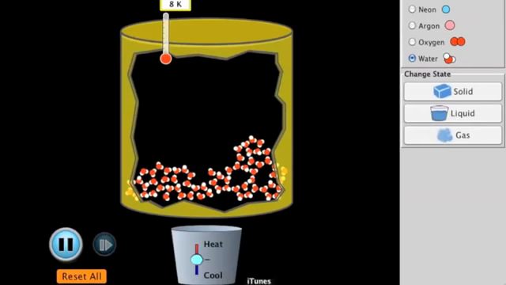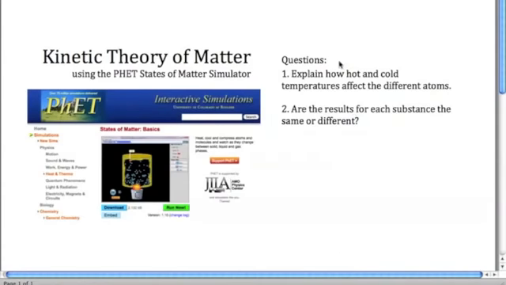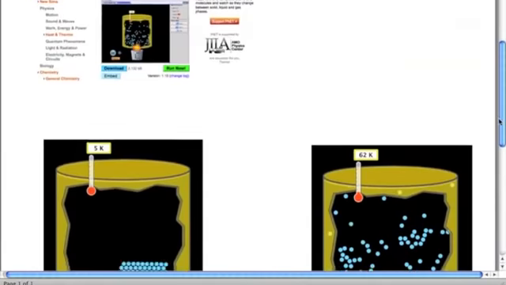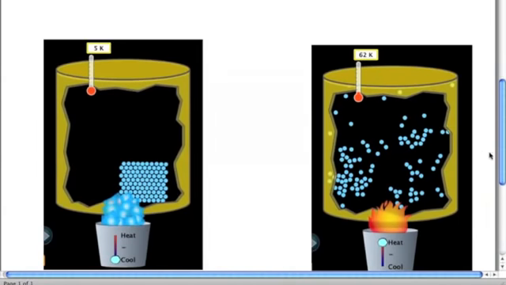Okay, so let's take a look again quickly at our two questions here about the temperature. Down here I've got a real basic couple of screen captures of some of these. And again, if we're looking at the kinetic theory of matter, we can see that in this picture here, we have low energy, and they are slow moving. Remember, these particles would vibrate in place.